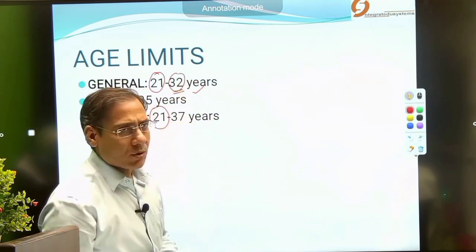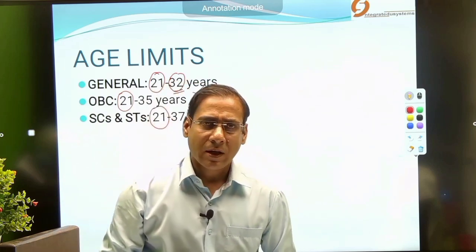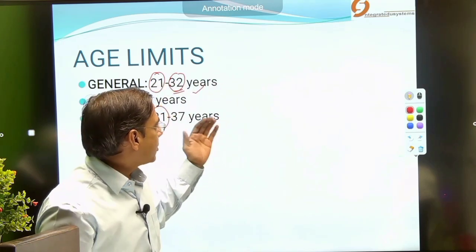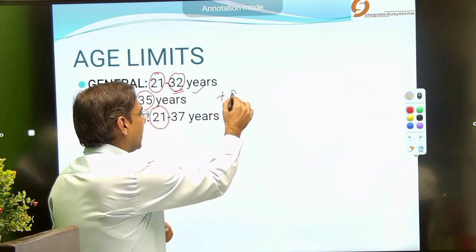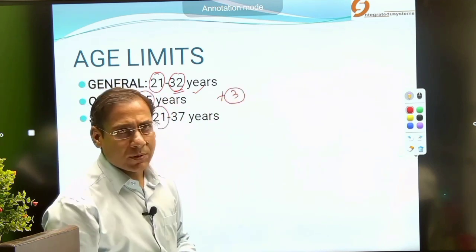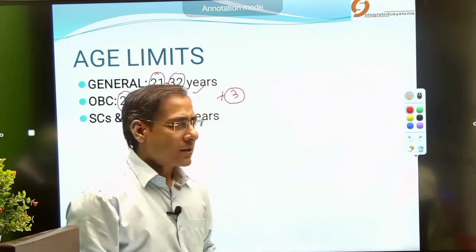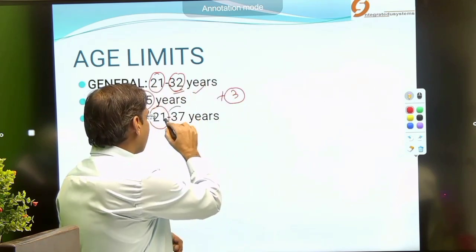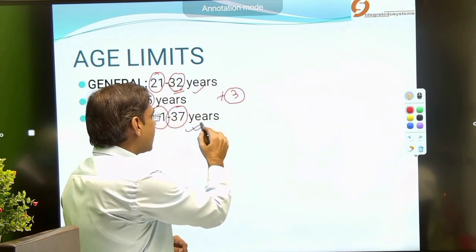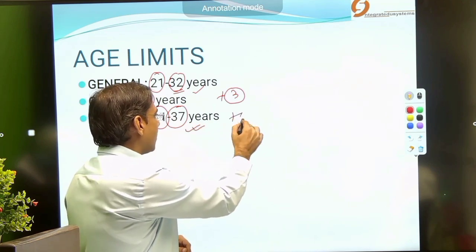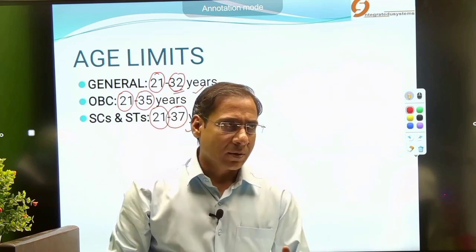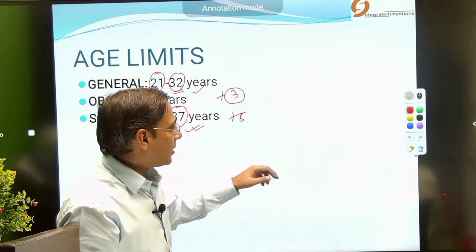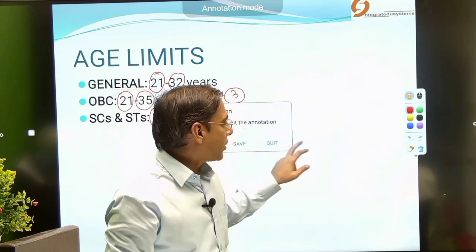relaxation in the age, not for the general, having 32 as the maximum age limit, but some relaxation is given to the OBC. Here 3 years relaxation has been given by the governments, and for the SC and STs the attempts limit is unlimited, but the age limit relaxation is +2 to the general candidates. So this is the basic age limit criteria in this examination.